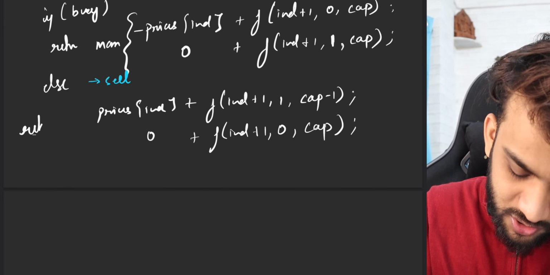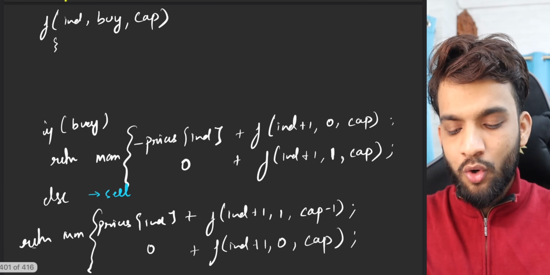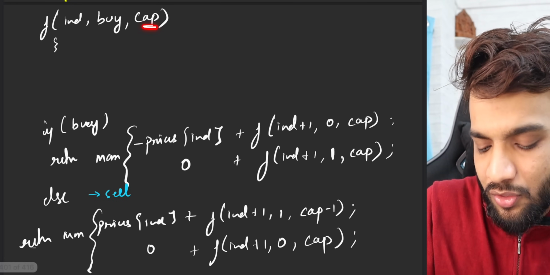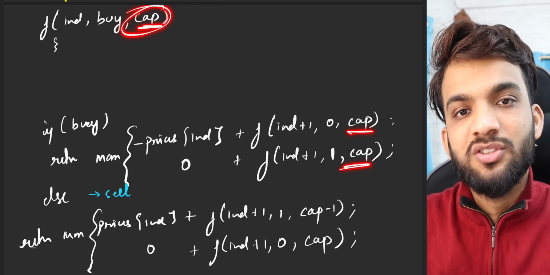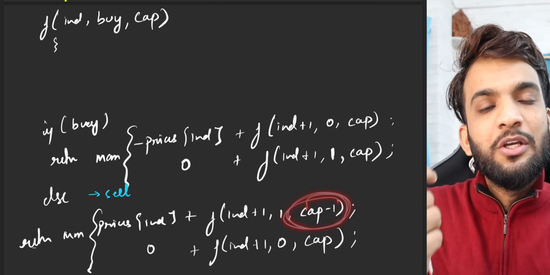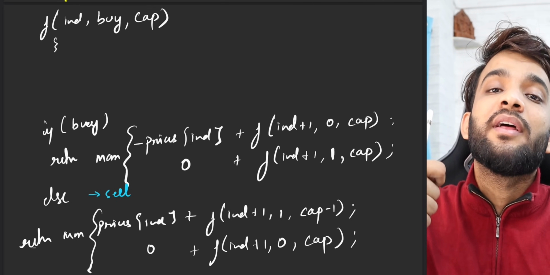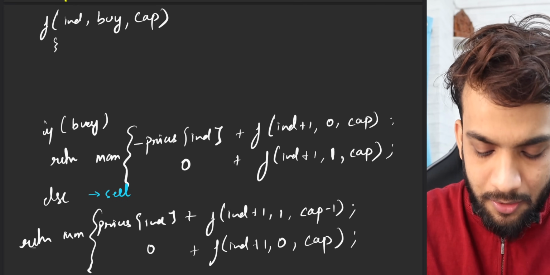And what you return is the max of these two. That's how a subtle change will happen on the cap of transactions. Whenever you complete a transaction, just make sure you reduce the cap by one so that you can keep track. Like, how long will you perform the transactions? Keep track of it, right?